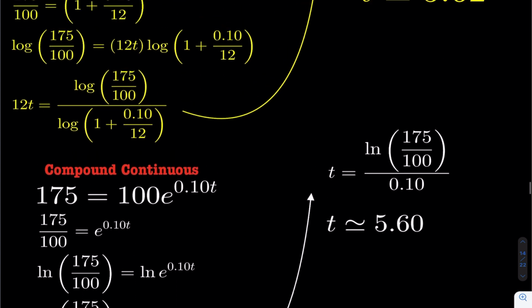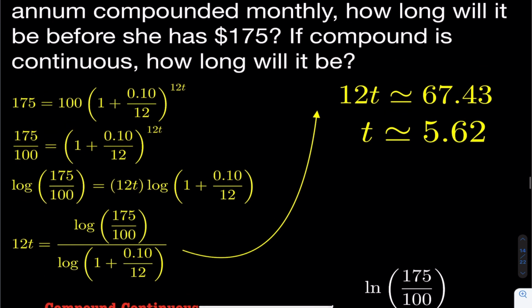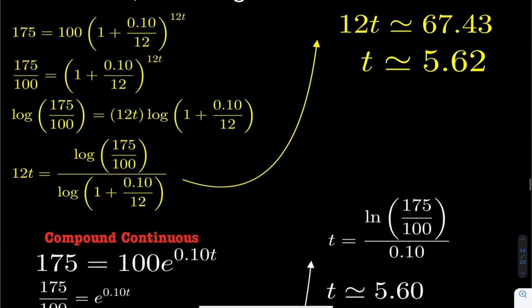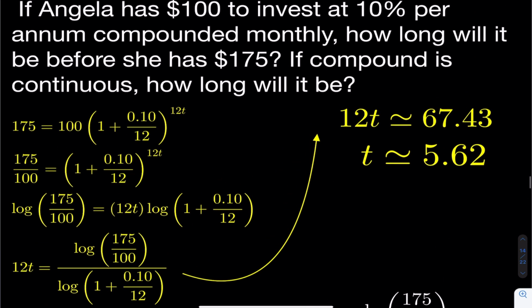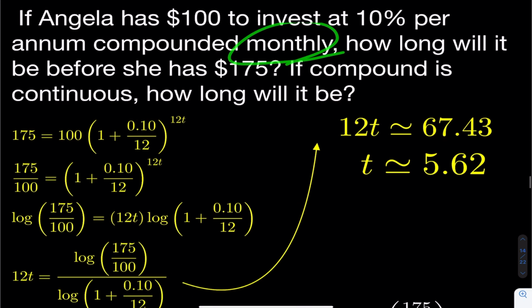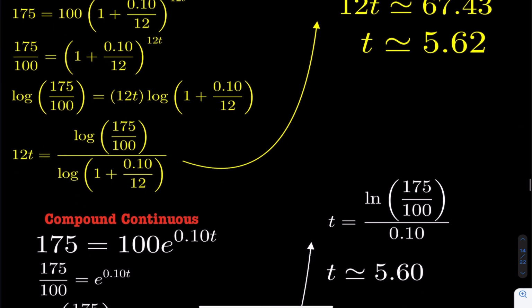So you can see here, comparing these two results, the change is very slight. I have 5.62 years compounded monthly, and then 5.6 years compounding continuously. The change would be more drastic perhaps if we were compounding quarterly or semi-annually or even just annually, but since we are compounding 12 times a year anyways, they are fairly close, but you still will hit that 175 quicker by compounding continuously.